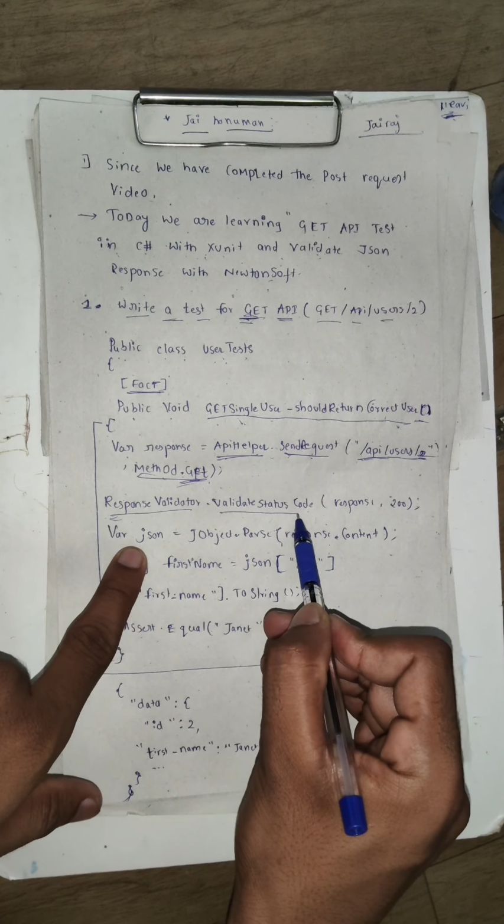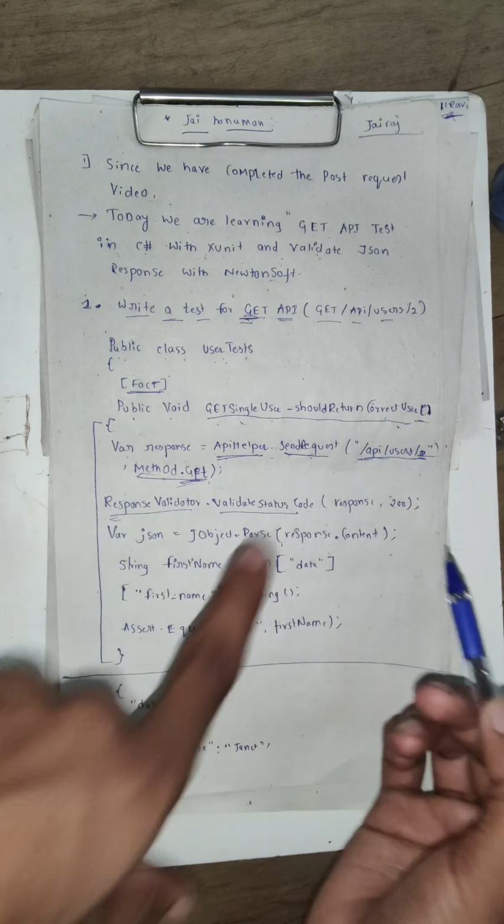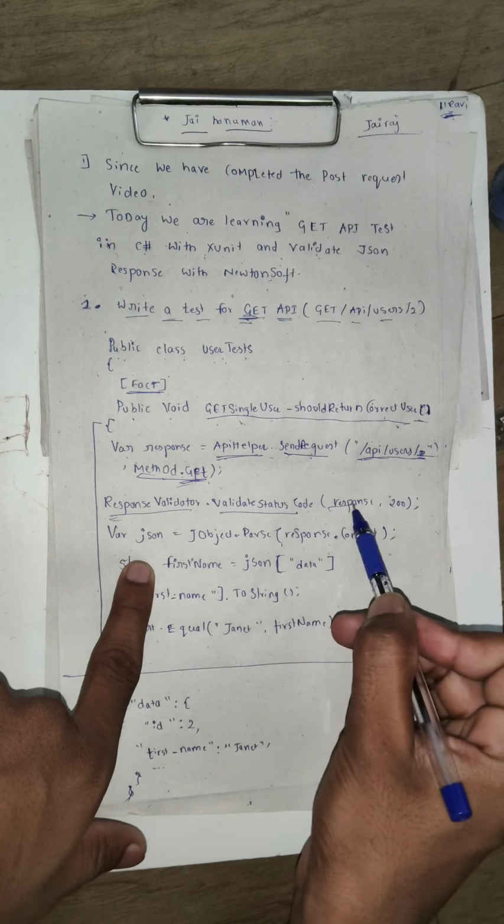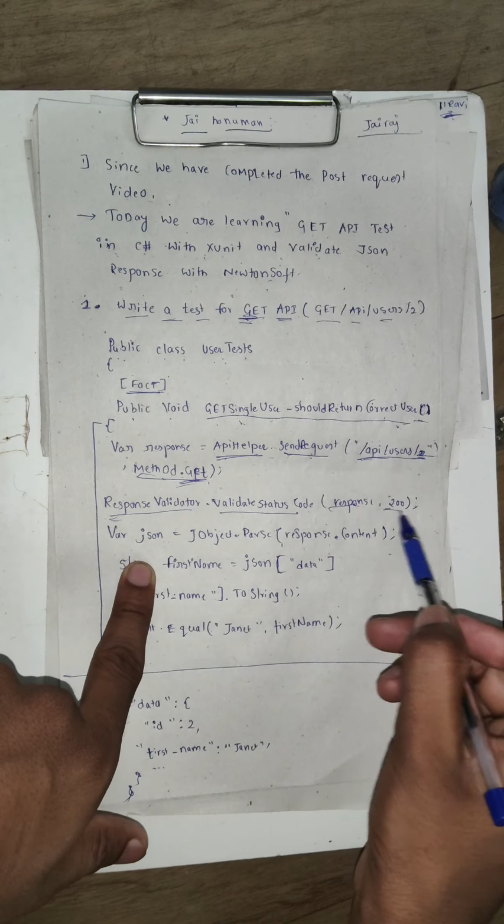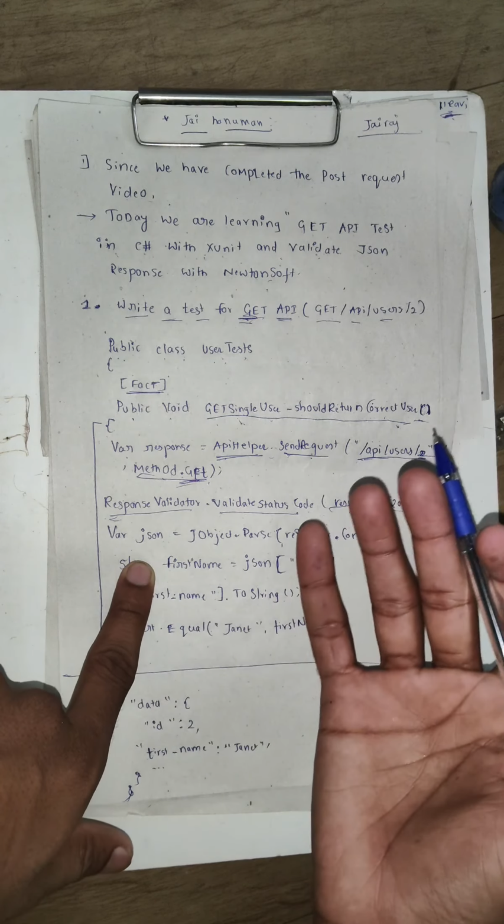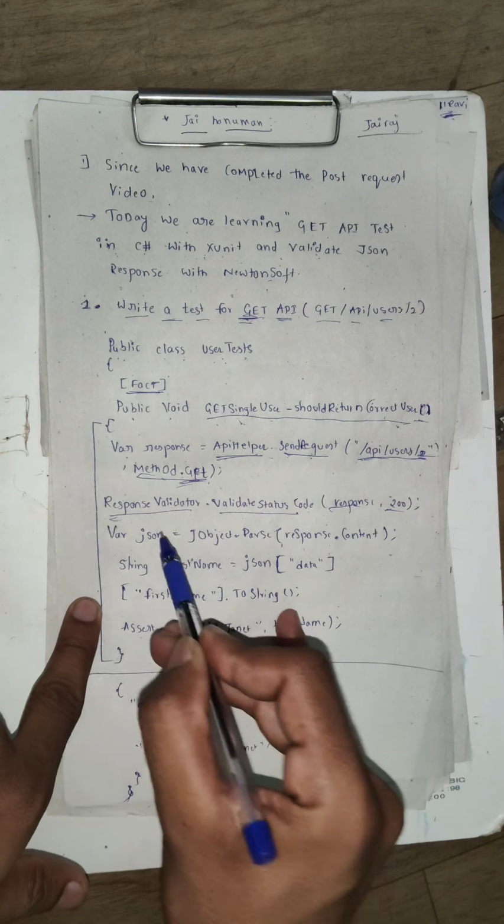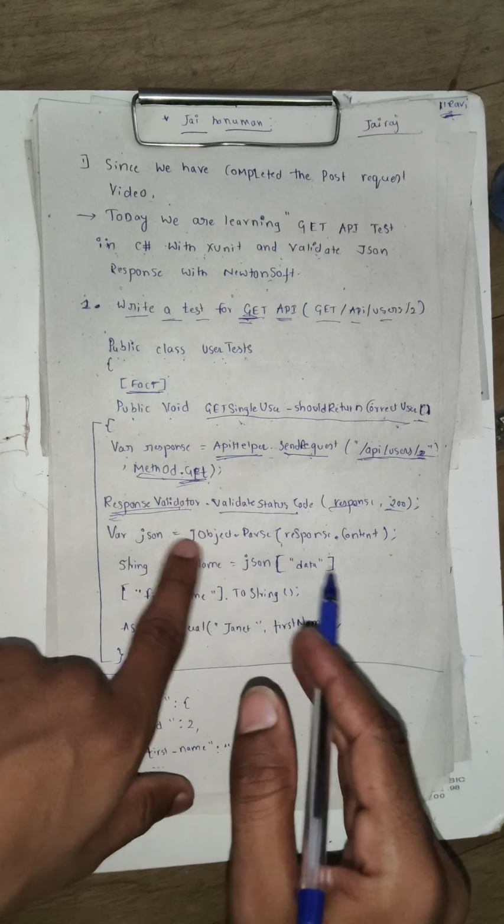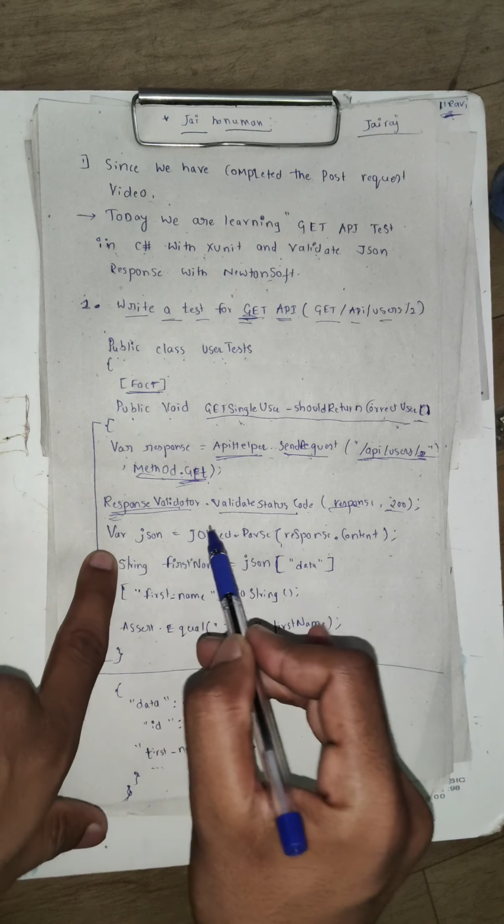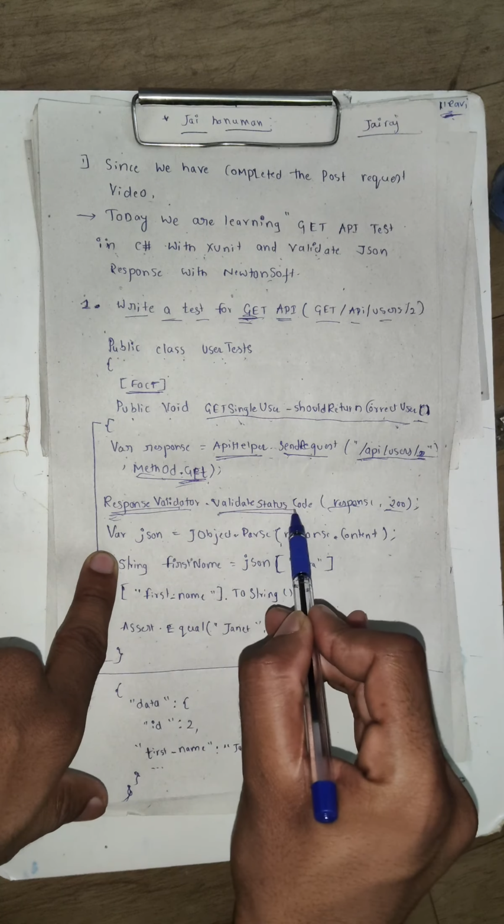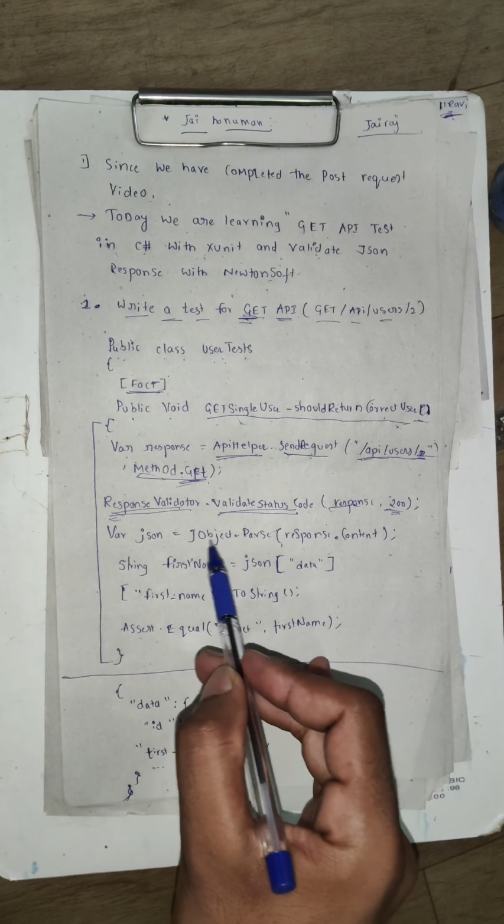ValidateStatusCode. While getting the users, we validate the status code. Did the API return successfully or not? If it returns successfully, then it will validate the status code. Is that 200 or not?